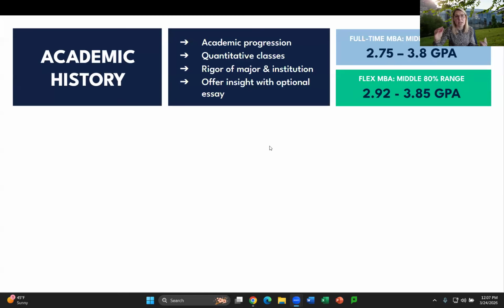Okay, so let's start taking a deep dive into each of these different application components. First, the academic history. The academic history is going to be one of our areas of assessment where we are looking for evidence to predict your academic readiness. We are trying to predict whether or not you will be successful in the MBA classroom by looking at your past performance in academia.